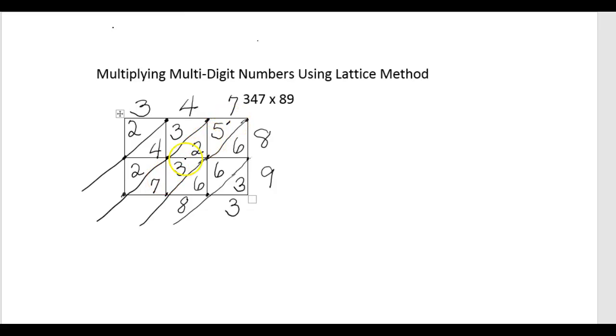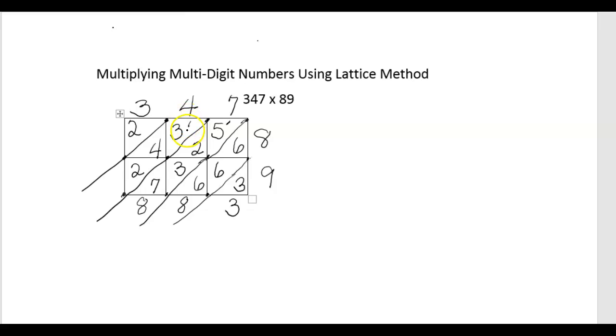On this diagonal, I see 1, 5, 2, 3, and 7. So I am going to add all of these numbers. So 1 plus 5 is 6, plus 2 is 8, plus 3 is 11, plus 7 is 18. So I'm going to write my 8 here and carry 1 here.